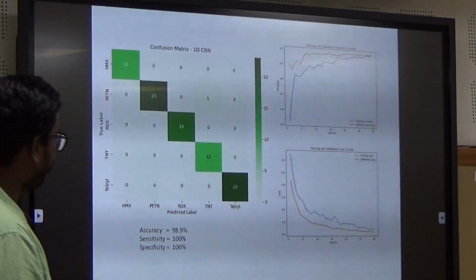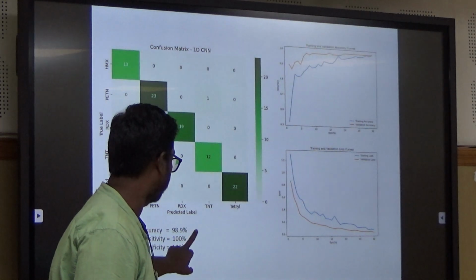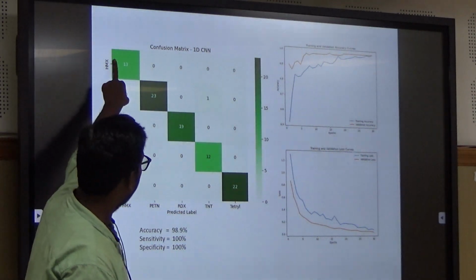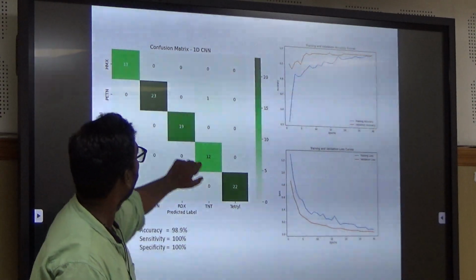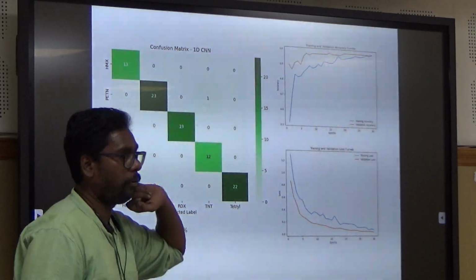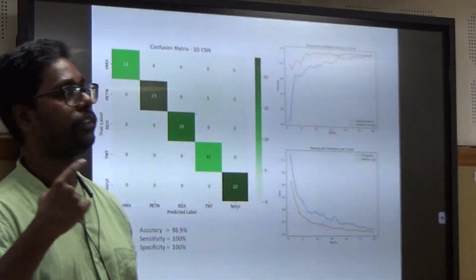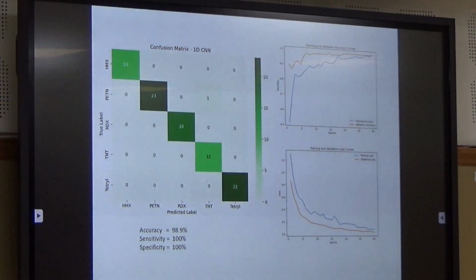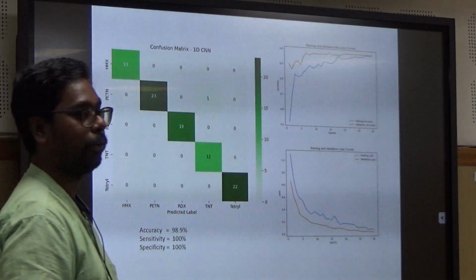This model predicts an accuracy of 98.9%, sensitivity 100%, specificity 100%. You can see all of those are predicting correctly. Only one is predicted wrong. So neural networks have an advantage over classical machine learning algorithms. That's why people are so crazy about neural networks.